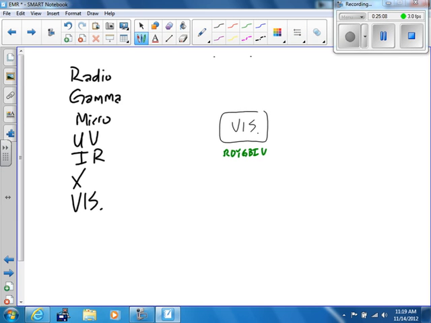What type of EMR do you think would be lower frequency than visible light? The lowest type of frequency of visible light that we have is red light. What type of EMR would be below red? Infrared. What type of EMR would be above violet? Ultraviolet. We've got four more now to worry about: radio waves, microwaves, X-rays, and gamma rays.